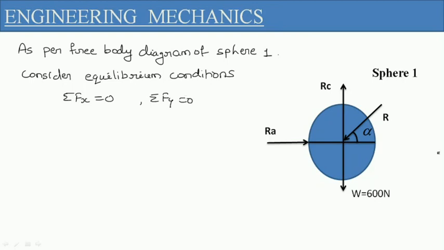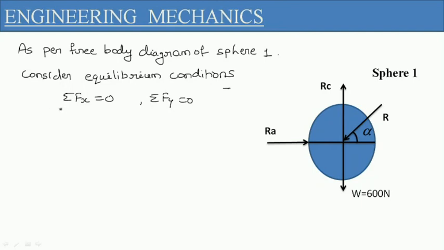So here let's consider the equilibrium condition for this free body diagram of sphere 1, and equilibrium condition we will take as summation of Fx equals to 0 and summation of Fy equals to 0. Fx is representing summation of all the forces which are acting in x direction, and here Fy is representing summation of all the forces which are acting in y direction. So for equilibrium condition we will solve this free body diagram.